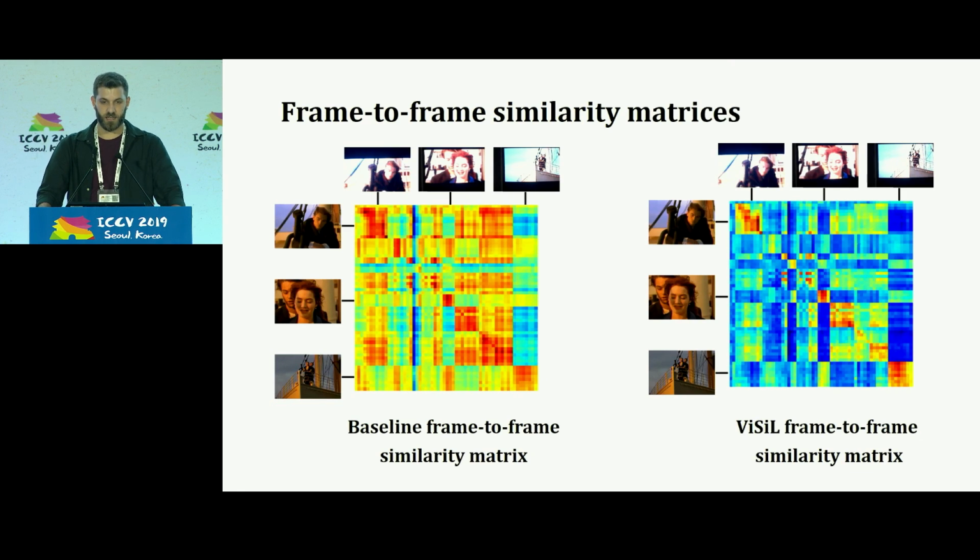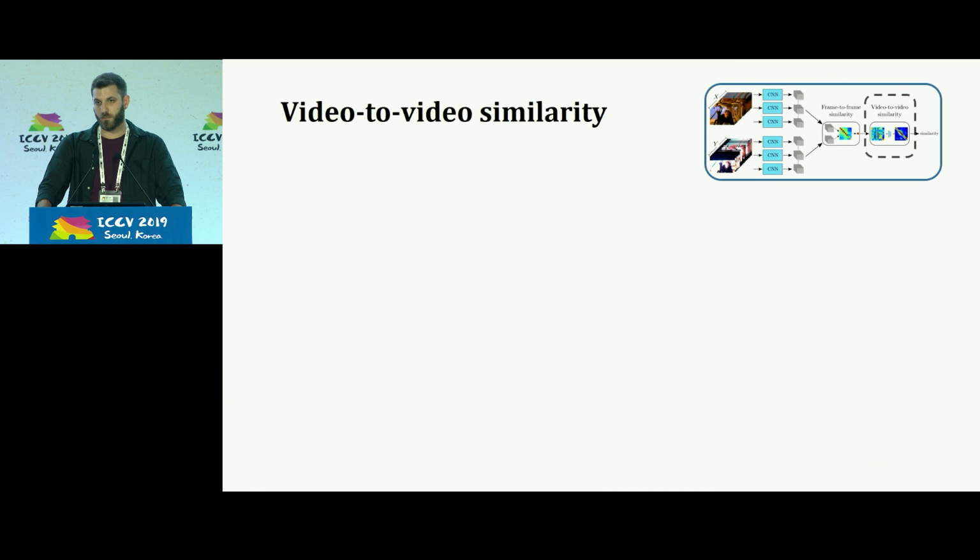Here are the similarity matrices generated from the comparison of all the frames in the query and the candidate video. Comparing our method with a baseline one, we can see that a lot of noise has been reduced and also many diagonal parts are more visible.